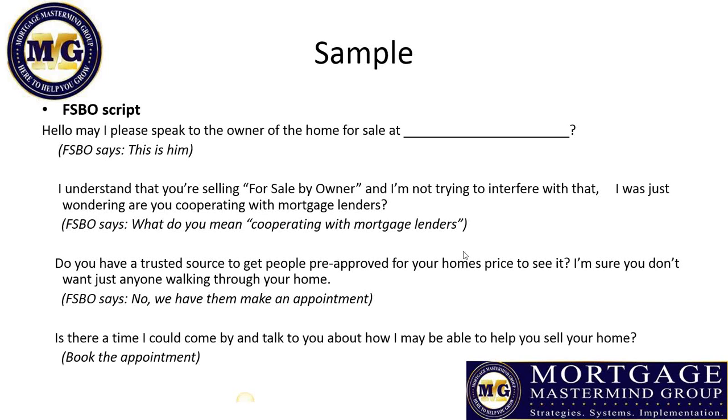Hello. May I please speak to the owner of the home for sale at 123 Easy Street? FSBO says this is him. Great, I understand you're selling for sale by owner, and I'm not trying to interfere with that. I was just wondering, are you cooperating with mortgage lenders? 90% of the time they're going to ask you, what do you mean cooperating with mortgage lenders? Well, what I mean is, do you have a trusted source to get people pre-approved for your home's price to see it?